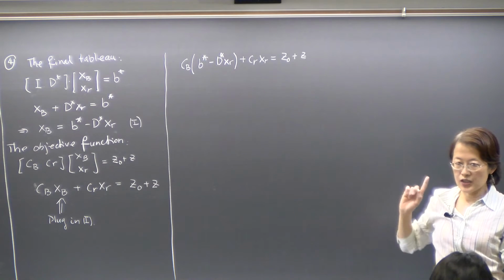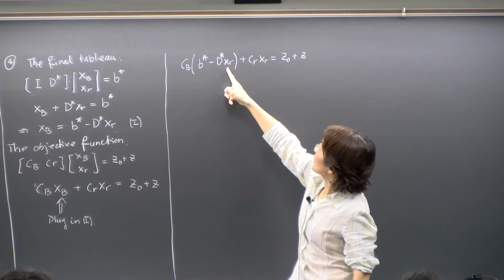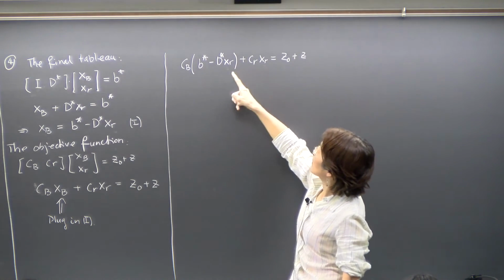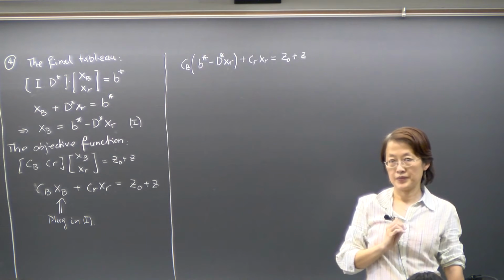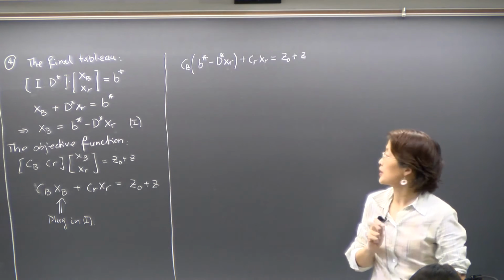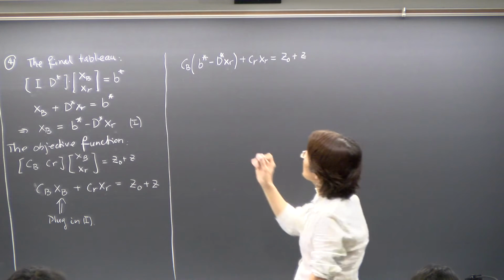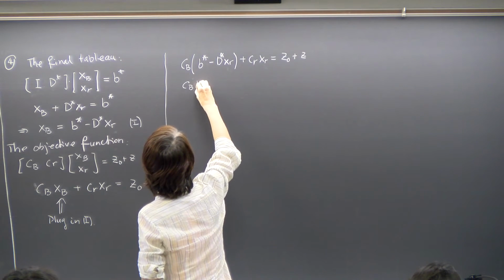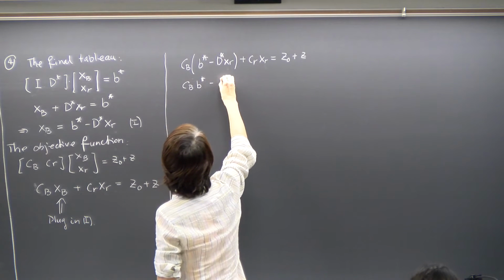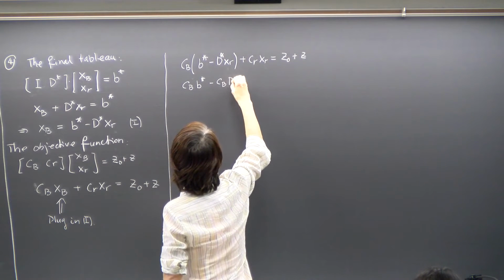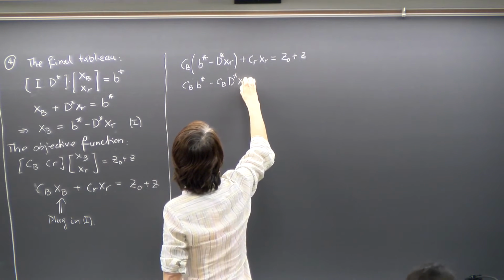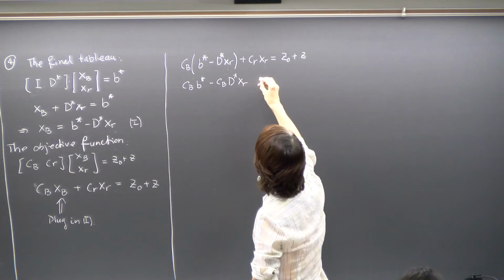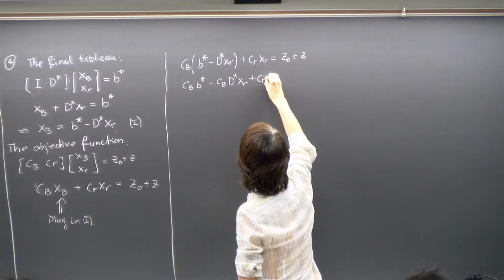Now you see, in this objective function, the only variables that appear are the non-basic ones. Is that right? That's what we do to it, right? Okay, so let me rearrange terms. So let me distribute first. I have CB B star minus CB D star XR. I just distribute and I copy the rest.